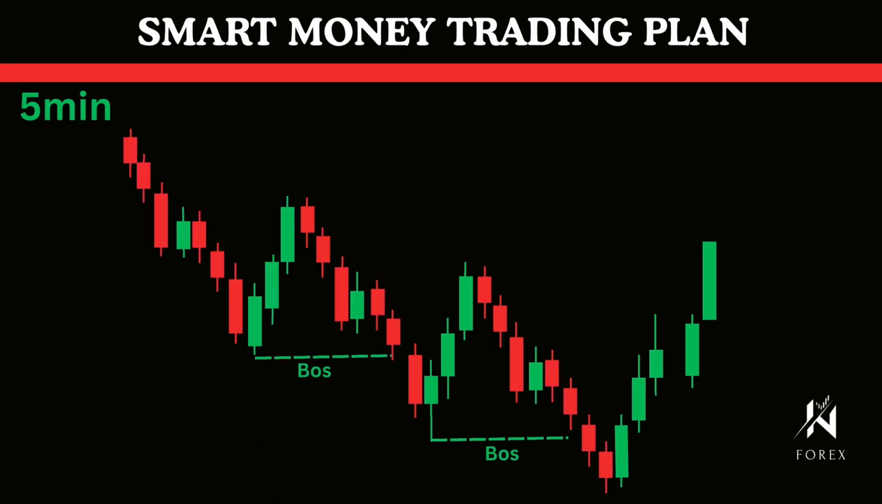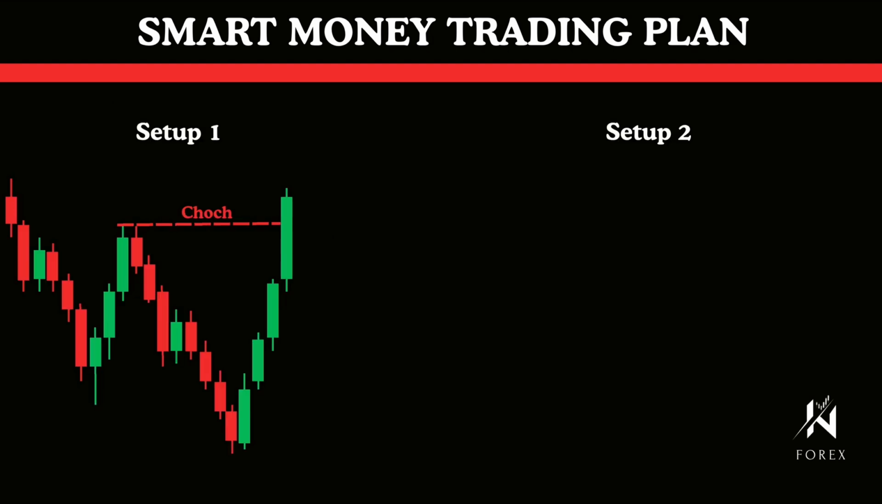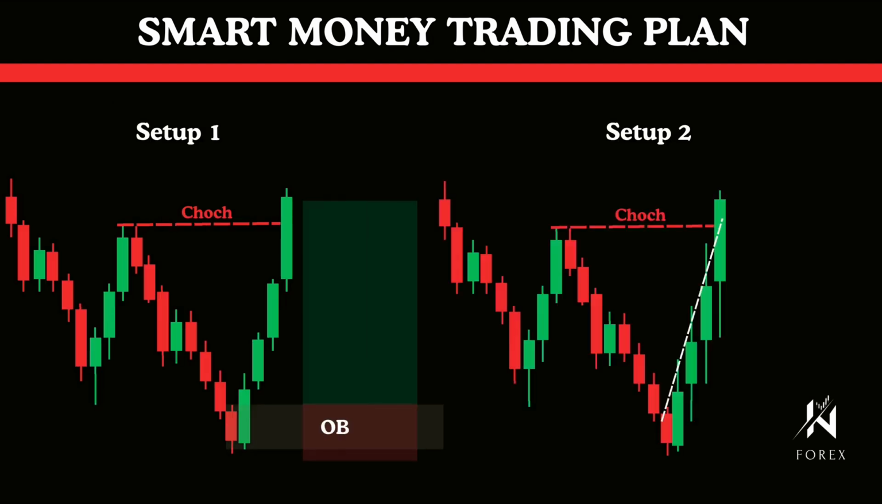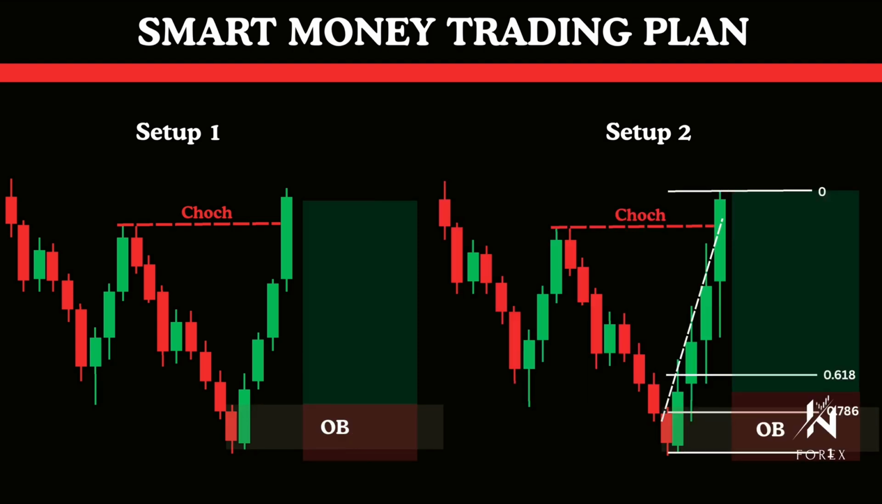We then zoom into the lower time frame to confirm entries. We wait for a change of character, CHOCH, signaling the short-term trend reversal. There are 2 entry models. If the CHOCH creates a fair value gap and order block, place a buy limit just above the order block. If no FVG is present, use the Fibonacci retracement between 0.618 and 0.786 levels to enter. Stops go below the swing low. Trade management includes scaling out at 1 to 2 risk reward and moving stops to break even.